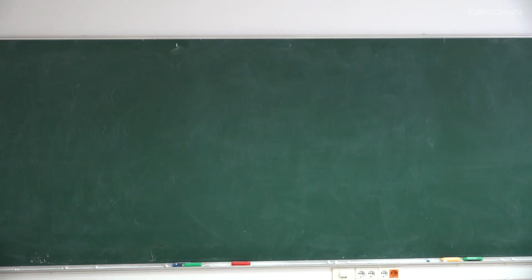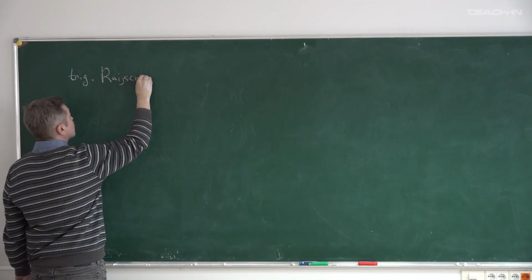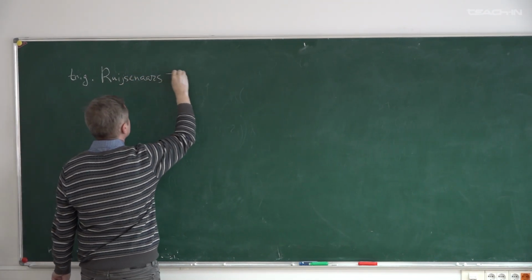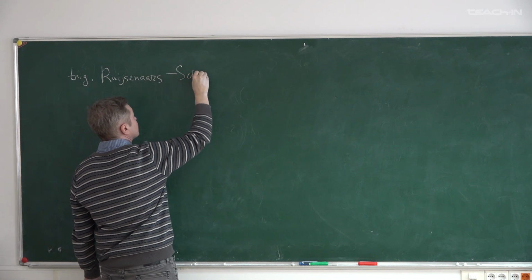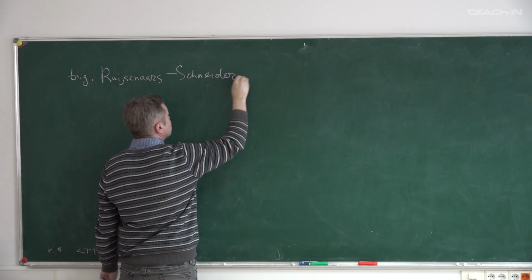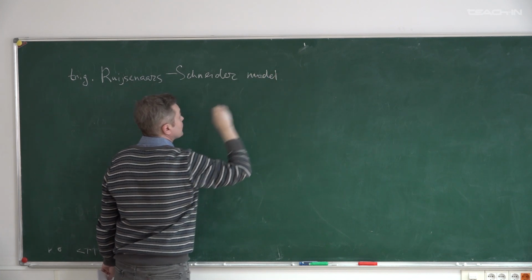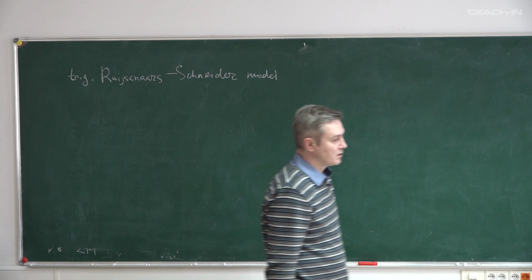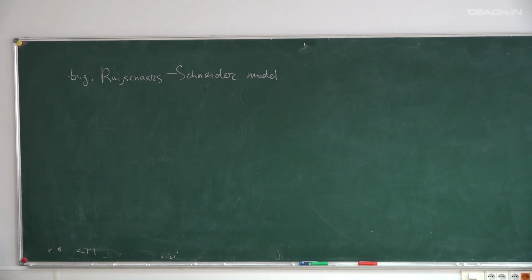Okay, let us talk about the Ruijsenaars-Schneider model, and from the very beginning let us talk about the trigonometric model. This is a generalization of the Calogero-Moser model, first of all.